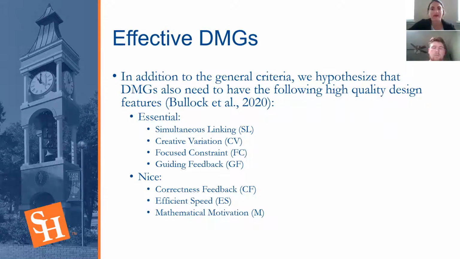To begin, we have simultaneous linking, SL, which are types of design features that act as linking mechanisms between different mathematical semiotic systems. In other words, they facilitate a connection between one mathematical representation and another representation in the game in more or less abstract ways, either symbolically, visually, or audibly.